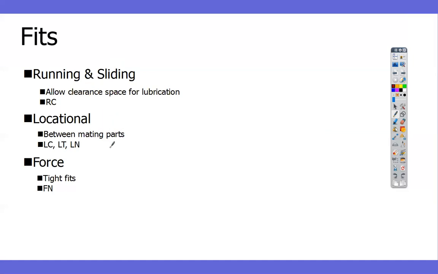Locational fits are fits we use. Running and sliding fits are always clearance. We always want space between the side of the piston and the side of the cylinder. We don't want them to bind up, right? We use the rings in the piston to make a seal so that lubrication doesn't get up into the head. But the actual piston itself is always going to be smaller than the cylinder.